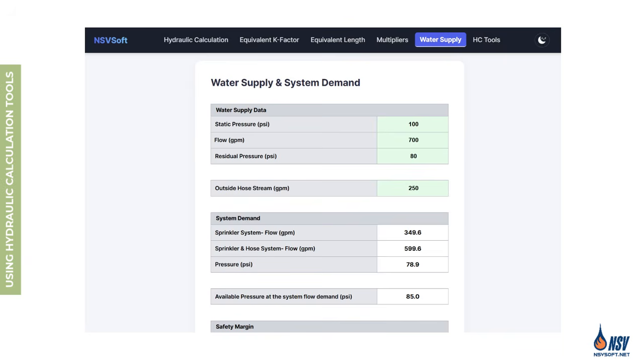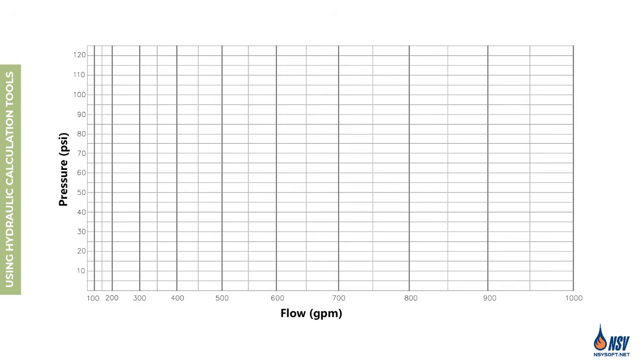There are 2 ways to verify whether the water supply meets the sprinkler system demand: graphically or mathematically. In the graphical method, we plot both the water supply curve and the system demand curve on the log 1.85 graph. If the system demand curve lies below the water supply curve, we can conclude that the water supply is capable of meeting the system requirement.